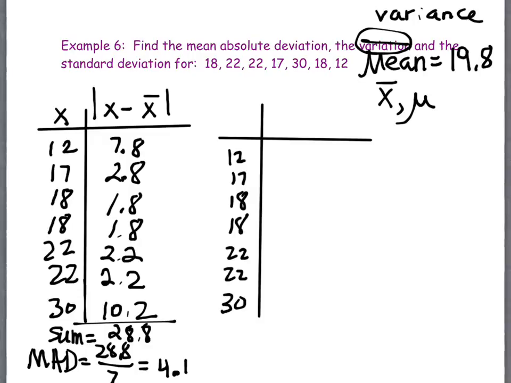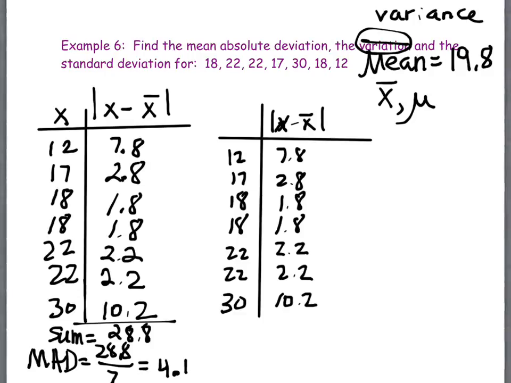Same thing. You do x minus x bar. Technically, we can work with the absolute value because we're going to square them in a minute anyway, right? And when you square things, the sign goes away. So absolute values are just fine. So we can do 7.8, 2.8, 1.8, 1.8, 2.2, 2.2, and 10.2. We do not need to sum them, though. That's not part of this particular step. Our second step is to take all of these values and square them.